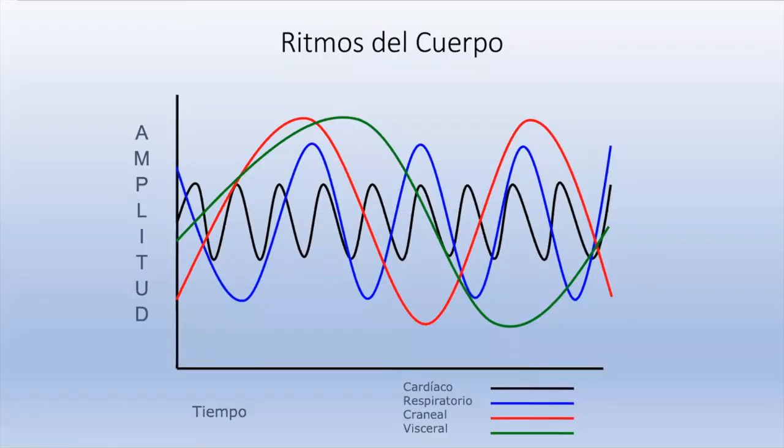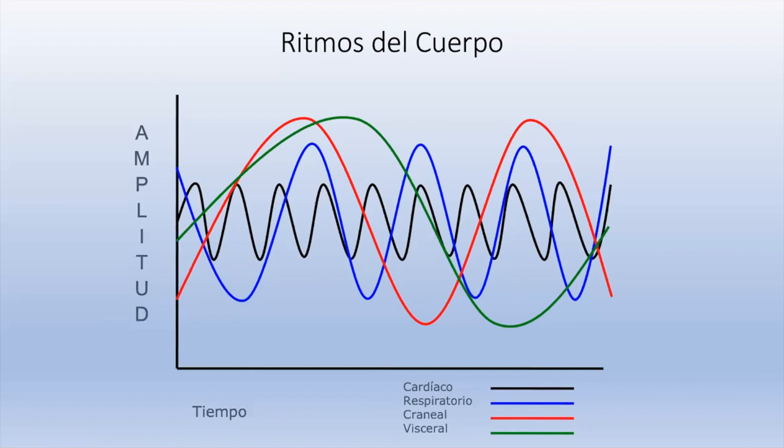What I'm showing here is just something I made up. This is not accurate. I'm just trying to show multiple rhythms all at the same time. Esta imagen es para intentar dar una representación, ¿ya?, de cómo funcionan todos los ritmos de forma simultánea y cada uno con una amplitud distinta y una frecuencia distinta. So I showed the cardiac rhythm as this very fast black rhythm. I showed respiration as something moving slower, cranial moving slower, visceral moving slower.